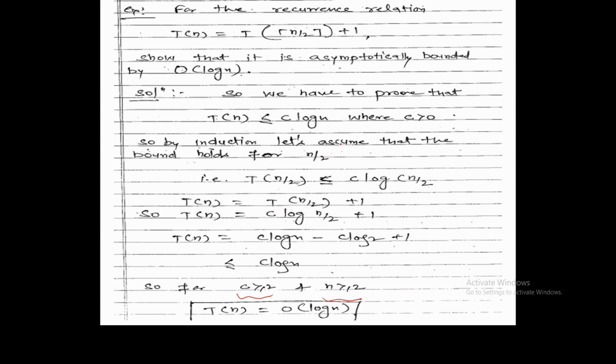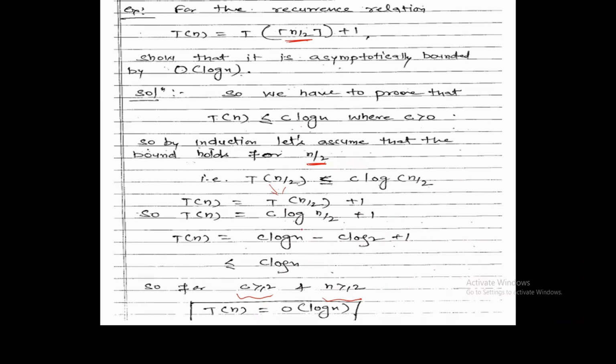Okay, by induction, let's assume that the bound holds for n by 2. So for this we will take the smaller value, n by 2. I have just told you, take the smaller input from the recurrence, here n by 2, because that value we only can replace. So for n by 2, t of n by 2 is less than or equal to c log n by 2, and t of n equals t of n by 2 plus 1, it is our main recurrence. We simply put this value here.